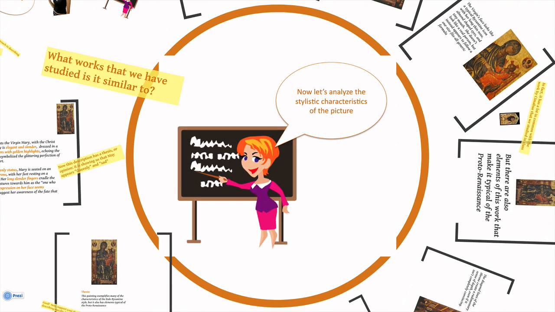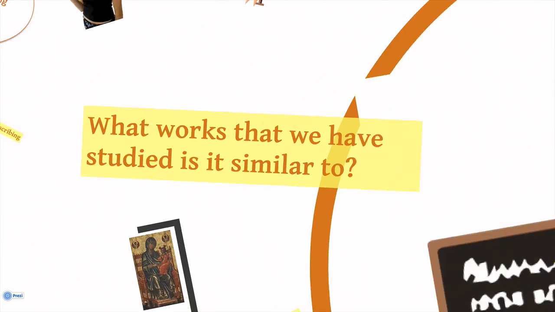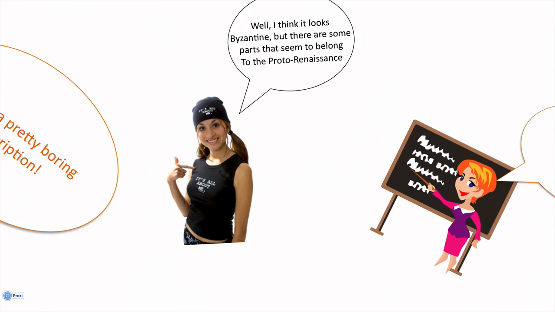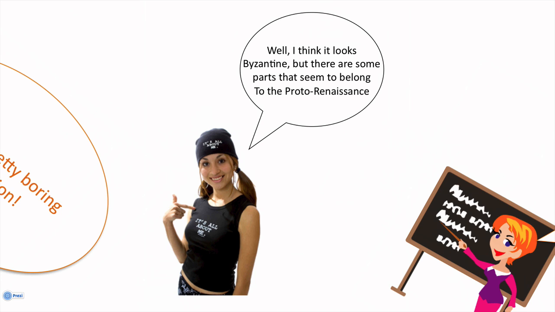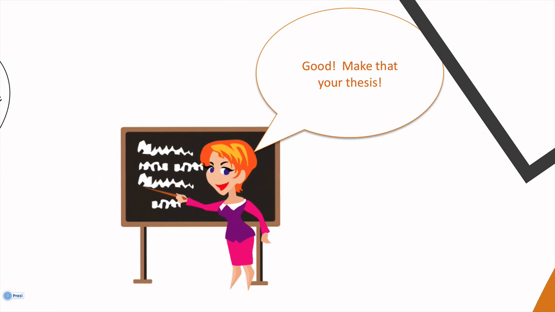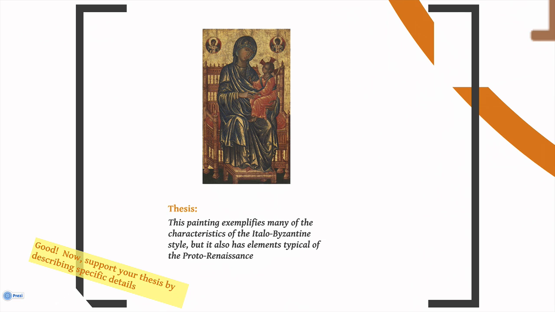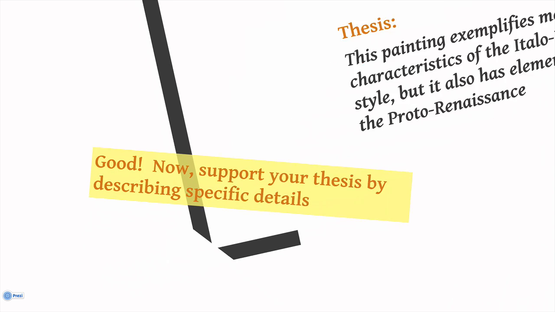Now let's analyze the stylistic characteristics of the picture. What works that we've studied in class is it similar to? Well, Sally Student says, well, I think it looks Byzantine, but there are some parts that seem to belong to the Proto-Renaissance. Good. Make that your thesis. So here's a thesis. This painting exemplifies many of the characteristics of the Italo-Byzantine style, but it also has elements typical of the Proto-Renaissance. Good.